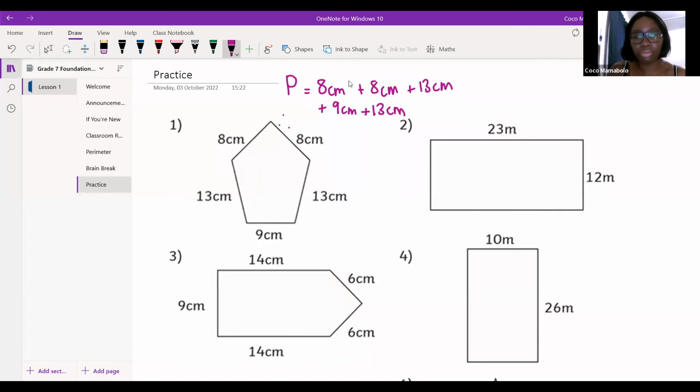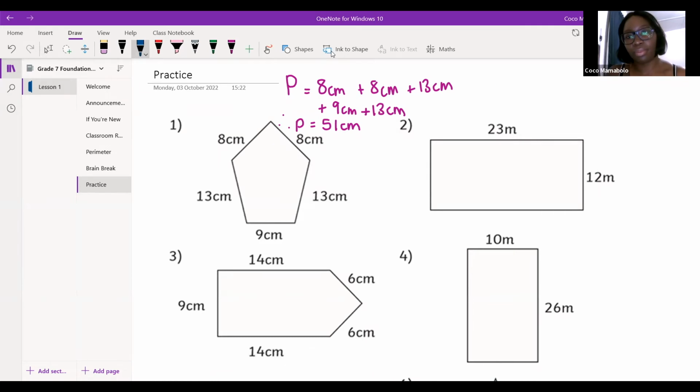Therefore, finish up for me, Landile. Therefore, P equals to 51 centimeters. Good, 51 centimeters. Excellent. Very well done. I know you can do it. I just need you to follow the steps. Excellent stuff. Tetelo, do you want to do number 2 for us and explain to us how we do number 2? All right, explain.